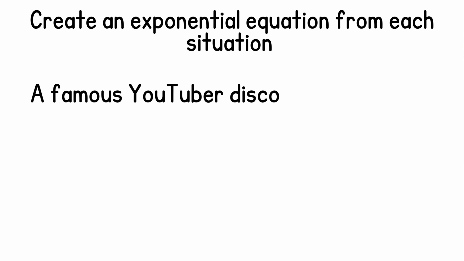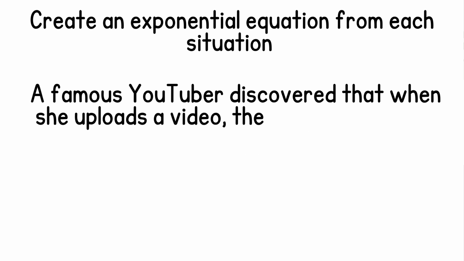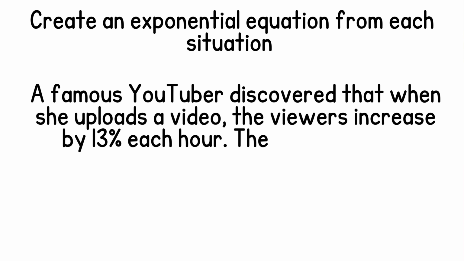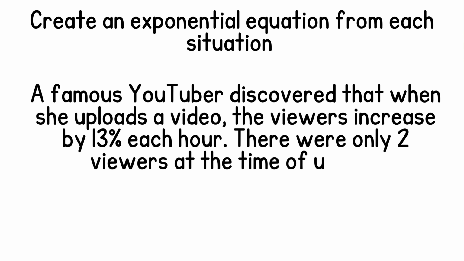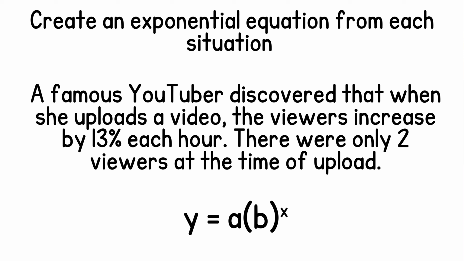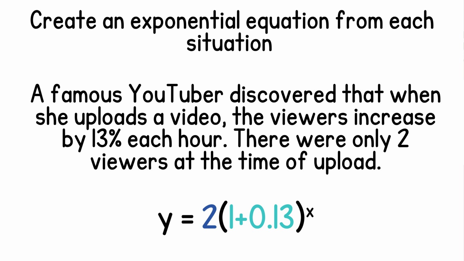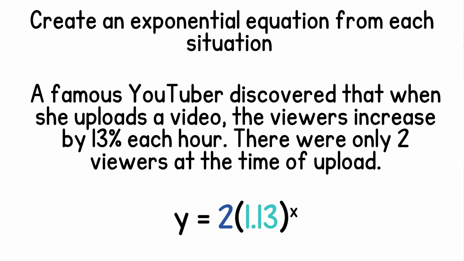This one says that a famous YouTuber discovered that when she uploads videos, the viewers increase by 13% each hour. There were only 2 viewers at the time of upload. So we'll take our function, and we can see that a is our initial value of 2 viewers, and b is our growth rate. So we'll take the 13% and add it to 1. So we get a factor of 1.13.